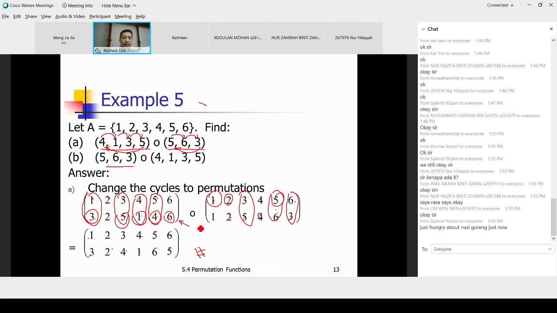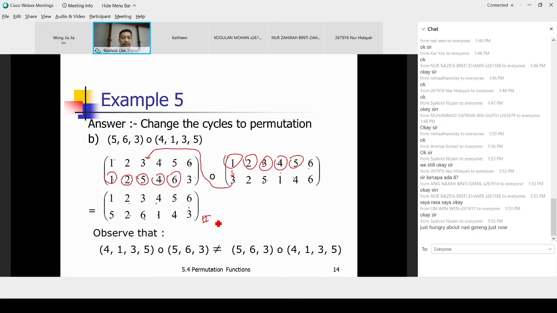Now we compare this answer and this answer. It is different. So we can say based on the observation, if we have this kind of operation and we change the position, the answer actually is different here and here. Okay, that's the idea of this cycle permutation.